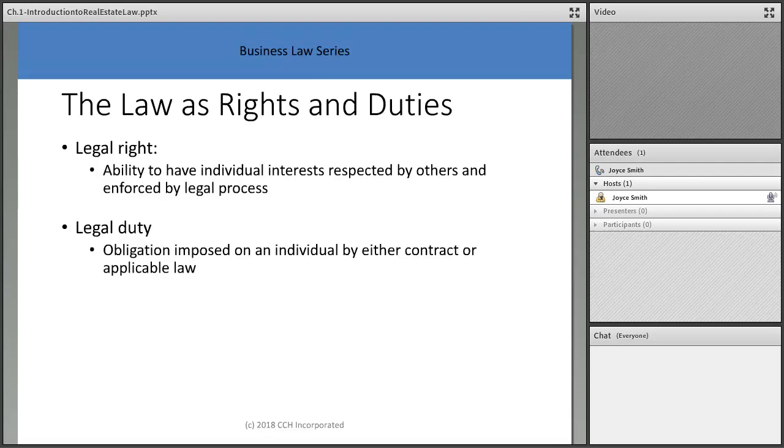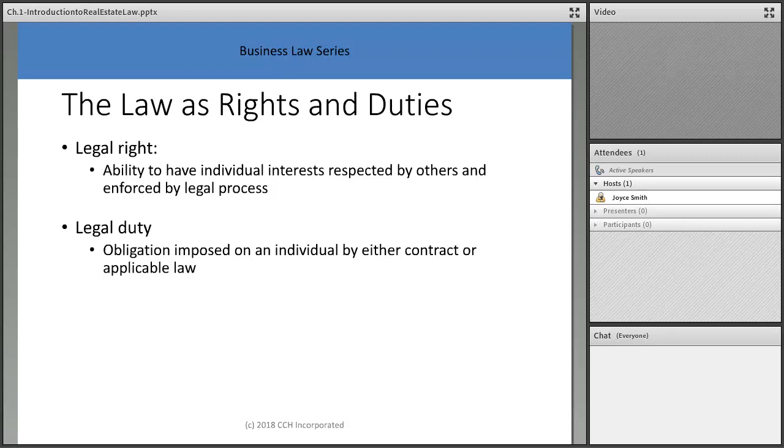We have laws that are rights and duties. We have a legal right, the ability to have individual interests respected by others and enforced by the legal process. This is why we have attorneys and we go to court, because we want to have a legal process to determine what is right or what is fair. And law and fairness don't always go hand in hand, but the legal right.